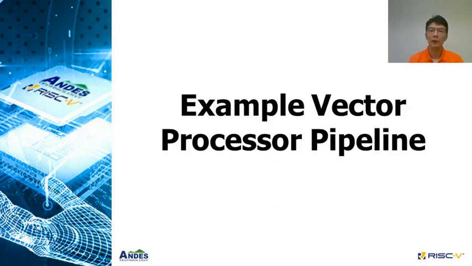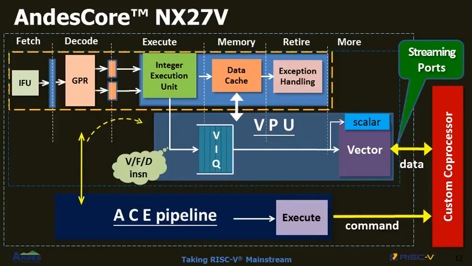Now, let's look at an example vector processor pipeline so that we can use it as a reference for program optimization discussion later in this presentation. This is the pipeline diagram of the AndesCore NX27V vector processor. It shows the 5 main pipeline stages of the scalar pipeline, along with the beginning stages of the vector processing unit pipeline.